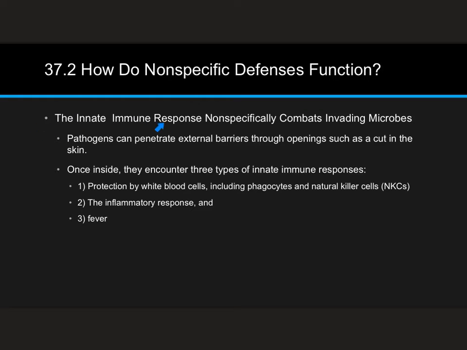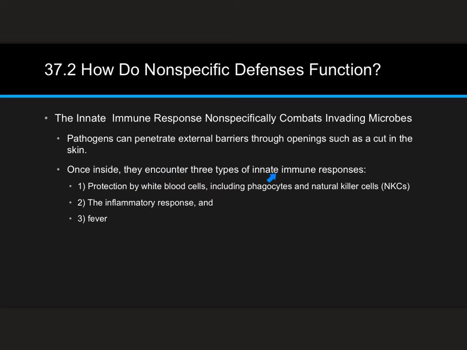So, the innate immune response non-specifically combats invading microbes. Now we're talking about not external barriers, but internal stuff, and that is called the innate immune response. Innate means it just naturally happens. It's not going to target a specific pathogen. Pathogens can penetrate external barriers through openings such as cuts in the skin. They can still make it through your nose, mouth, other openings. It's possible that that is the case.